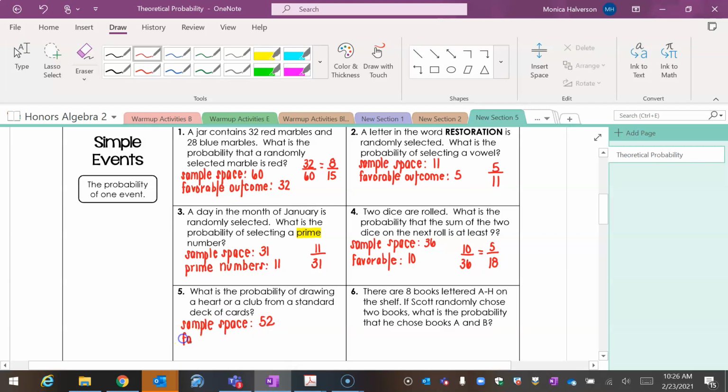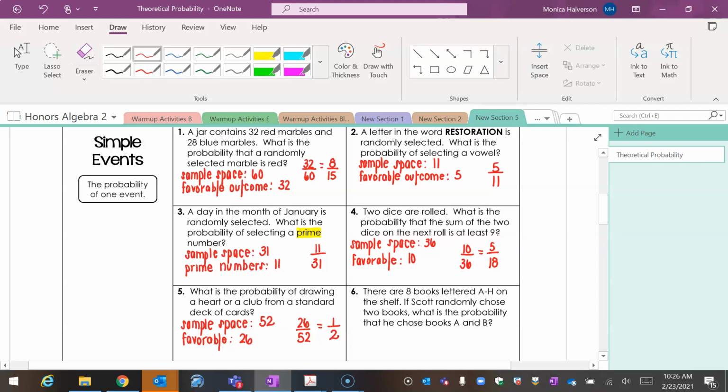Now, our favorable outcome is a heart or a club. Well, there's 13 of each, so that means we would have a favorable outcome of 26. So 26 of 52, which is 1/2.